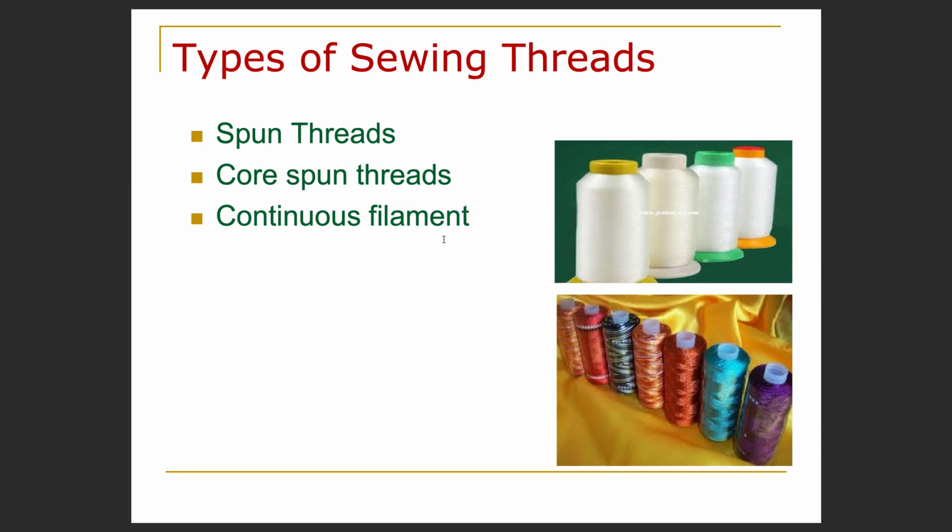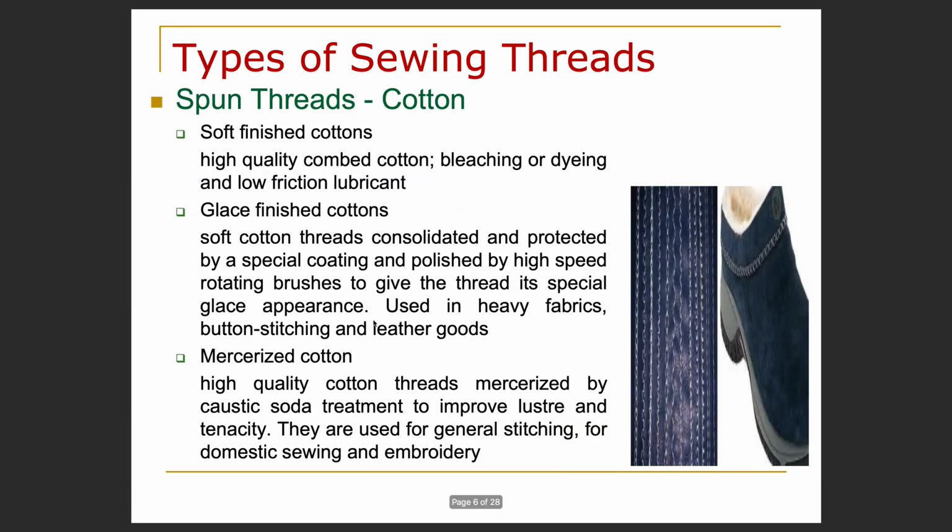Then the sewing thread can also be made from filament yarns, which can be monofilament and multifilament. Based on that, the sewing thread can be monofilament sewing thread, wherein a single filament is present in the yarn cross section, or multifilament, where it consists of more than one filament in the yarn cross section.